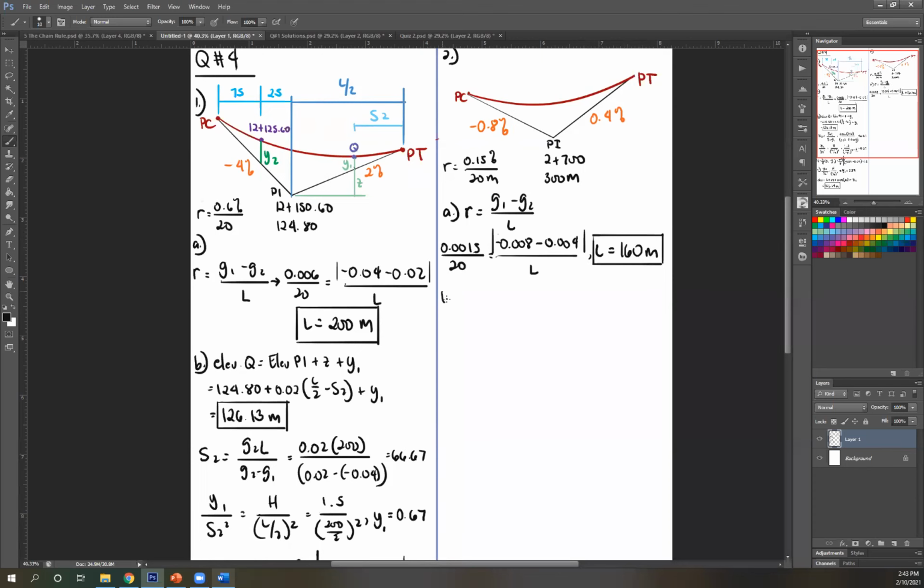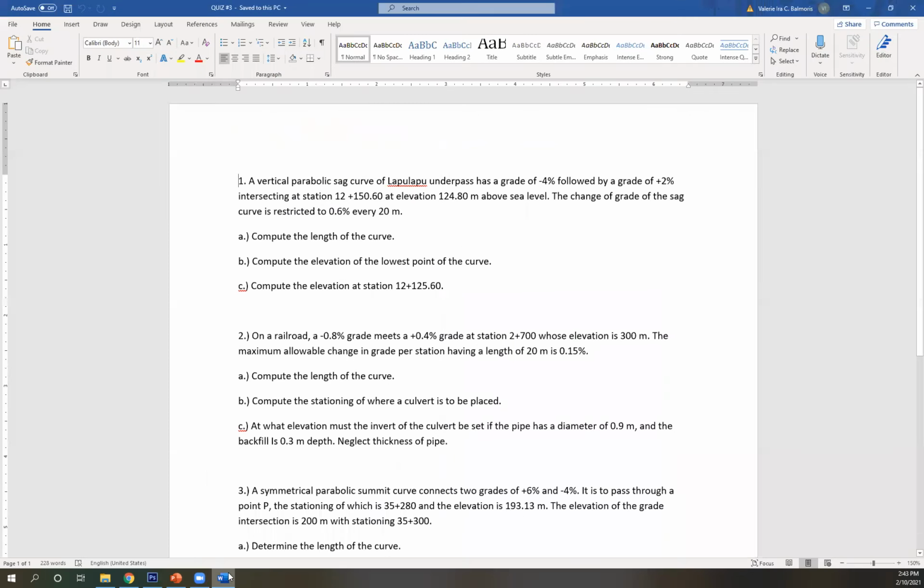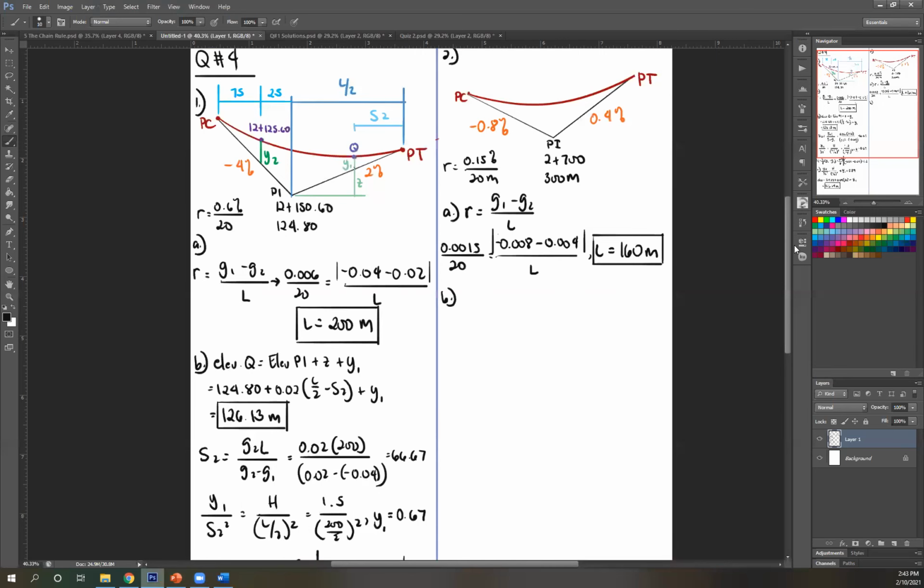Okay, next, letter B. Compute the stationing of where a culvert is to be placed. Remember, your culvert should be at the lowest point of your ground. So we actually want to know the lowest point. That is somewhere here. So that's your lowest point. Let's call that again station Q. We want to know the elevation of that.